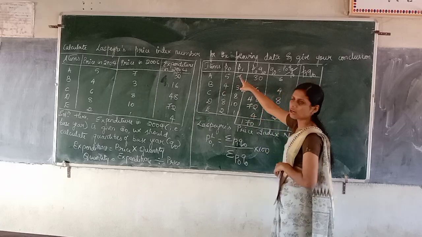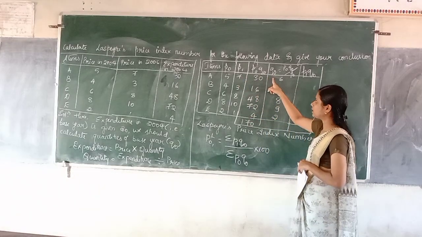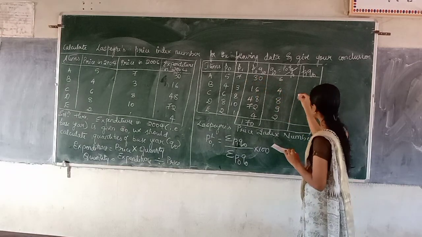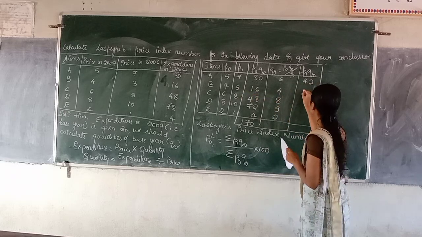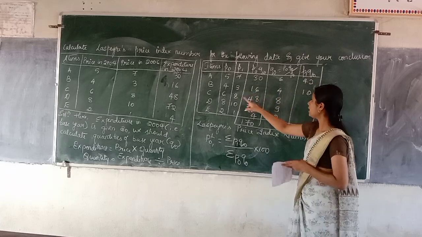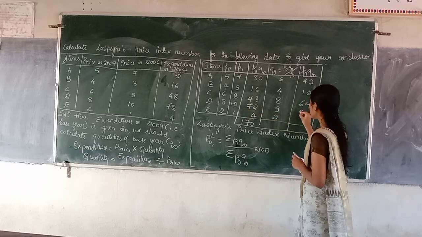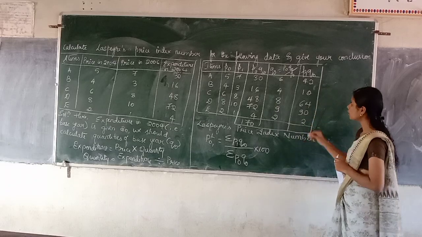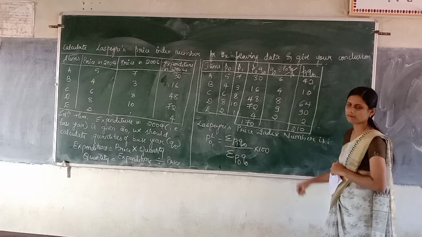P1 Q0 means you are going to multiply P1 with Q0. Whatever we have calculated from P0 Q0, so 7 into 6, it is 42. Next 3 into 12, 36. Then 8 into 8, it is 64. 9 into 10, 90. 2 into 1, 2. You have to make the total of all these values. When you make the total, it comes to 210.